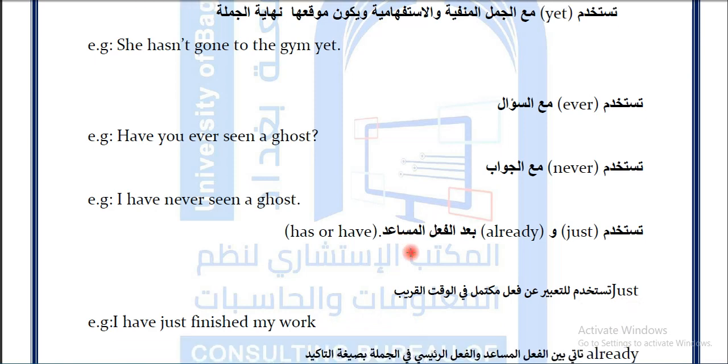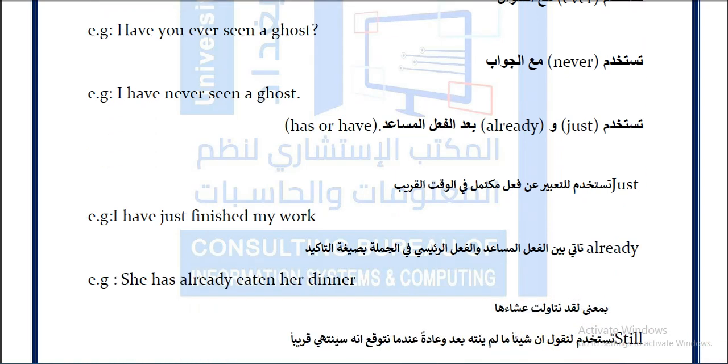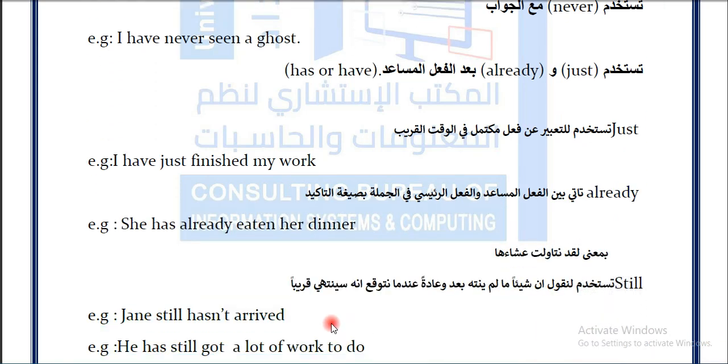We have "just" and "already." Just and already come after the auxiliary have or has. I have just finished my work. What do we have? Have, just. So just comes after have or has. And also we have this sentence: she has already eaten her dinner. Already comes after what? After has here.